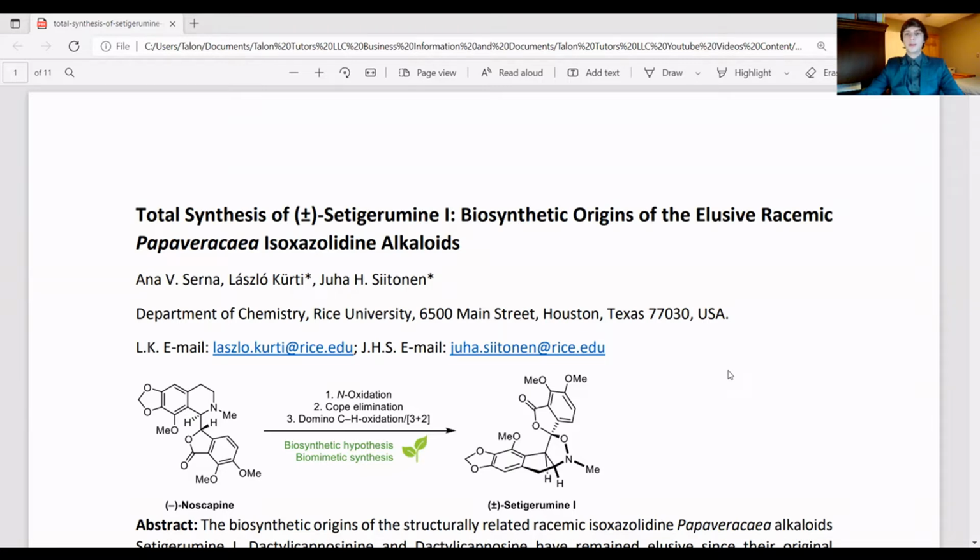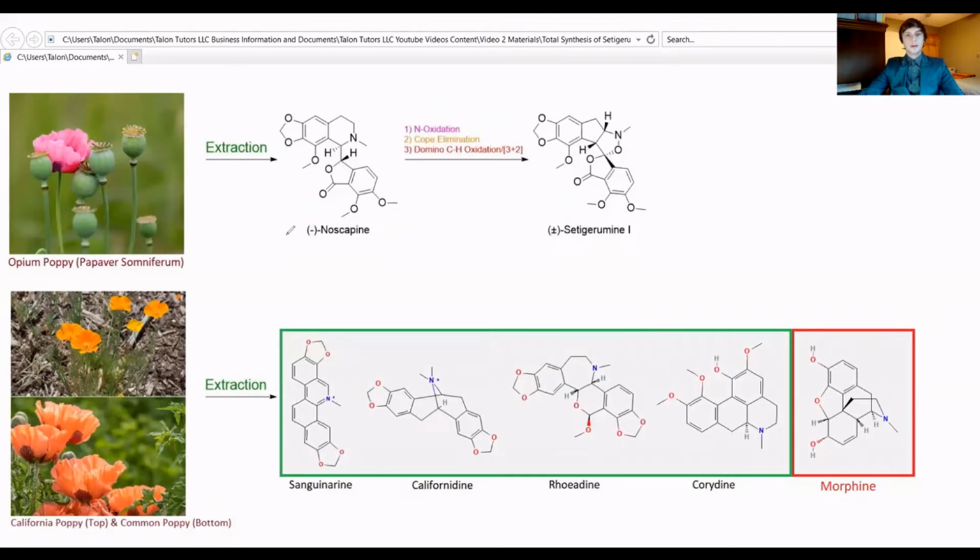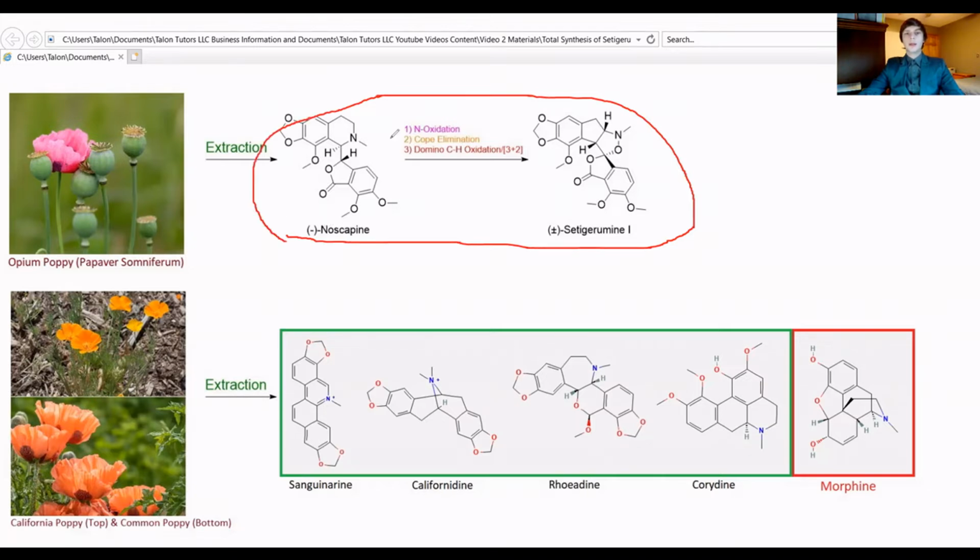So it basically touches all bases of theory and the biological mechanisms, and then the energetic barriers and different reaction specifics associated with it. So they get some really good results with this. I'm going to switch over to a scheme I made here. So here is the synthesis in the paper that they cover. They start with Noscapine. We'll see this later. They do an N-oxidation using MCPBA, which ultimately leads to a Cope elimination, and finally a domino CH oxidation. But first, I want to just discuss some of the botanical and biological origins of these compounds.